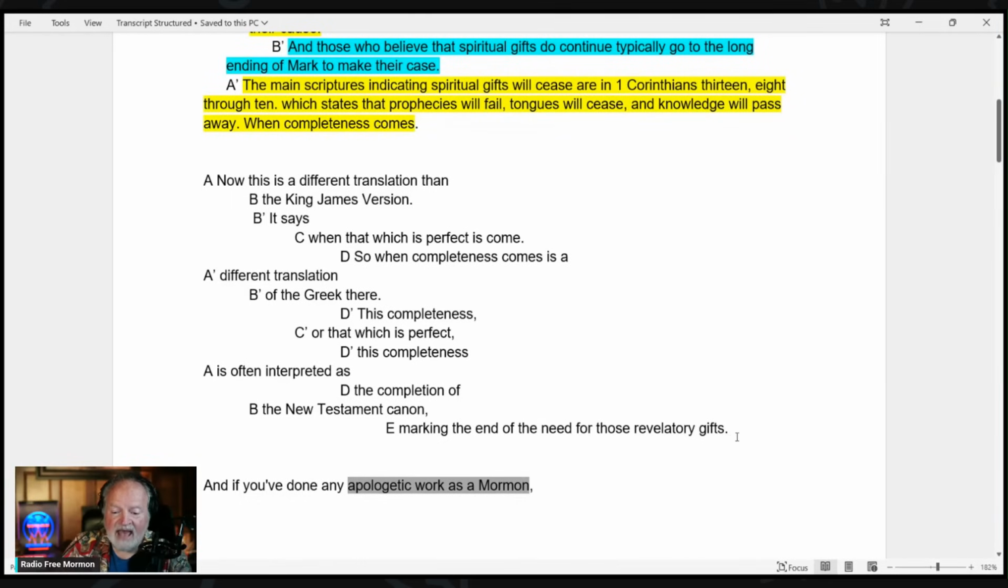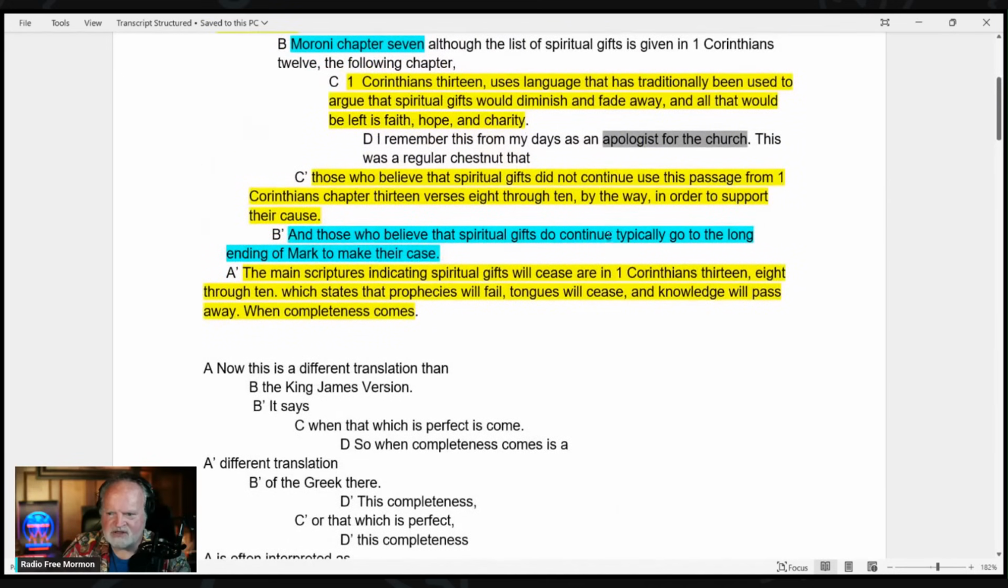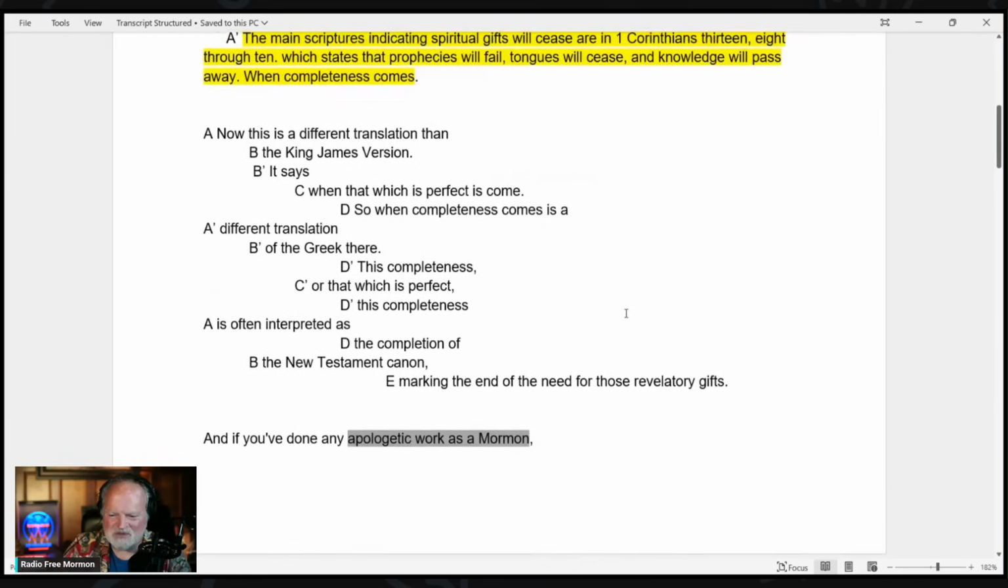And then I say, and if you've done any apologetic work as a Mormon. Well, look, that's gray. I color that in a highlight of gray because it matches with the centerpiece of the first chiasm, in which I'm talking about, I remember my days as an apologist for the church, which is a match for apologetic work as a Mormon.